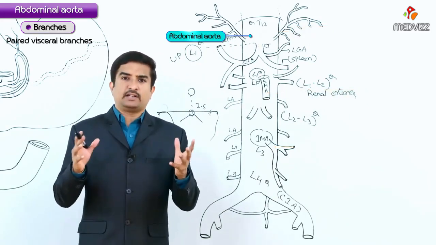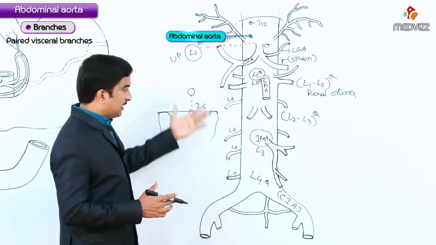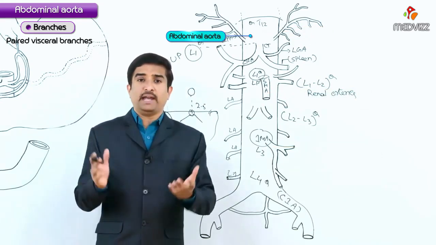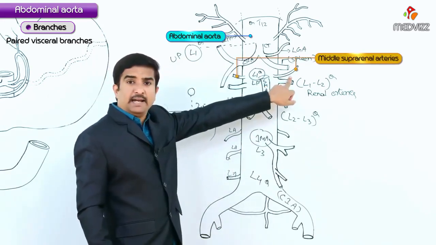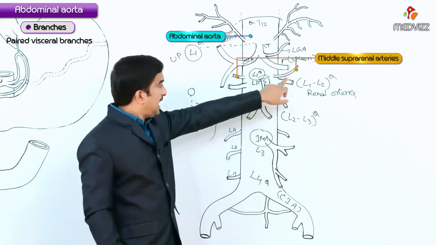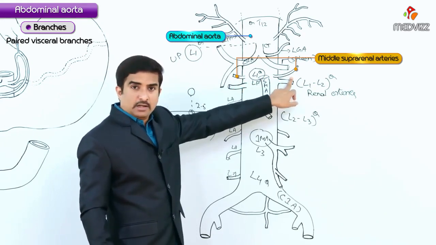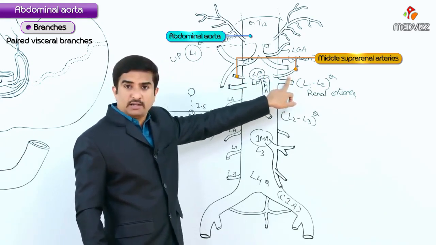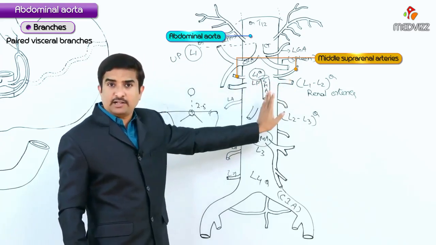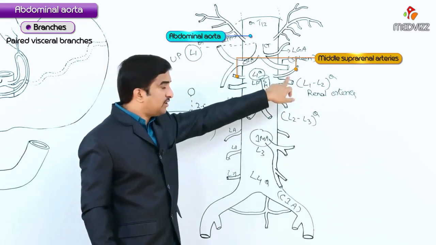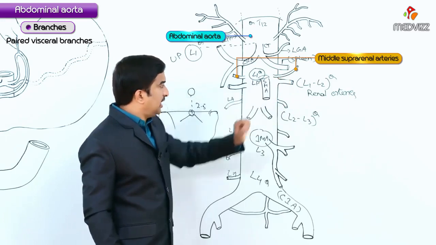So the paired visceral branches of the abdominal aorta we need to discuss right now, because unpaired visceral branches we discussed. So what are the paired visceral branches of the abdominal aorta? The first one will be the middle suprarenal arteries. As you can see, there are two middle suprarenal arteries on either side. The middle suprarenal arteries are small, and these are the lateral branches. These are not the anterior branches, right? Lateral branches of the abdominal aorta arising just above the renal arteries, right?